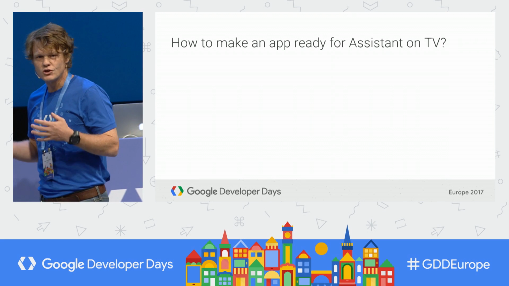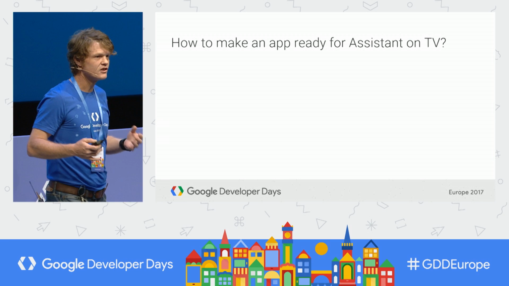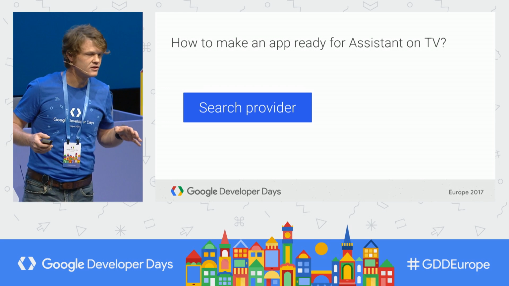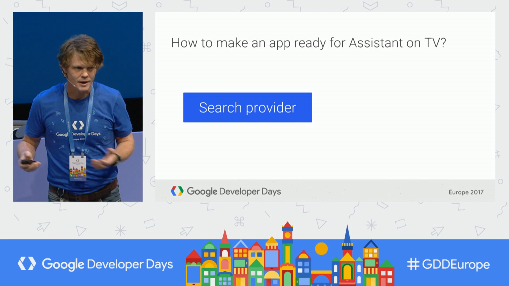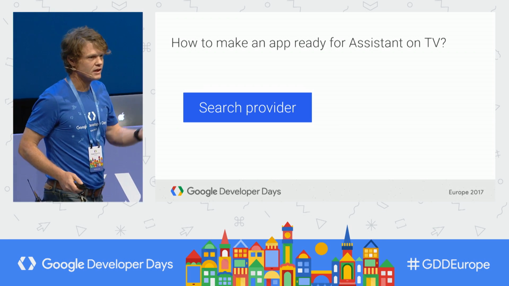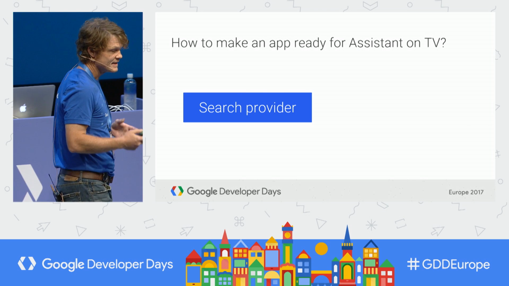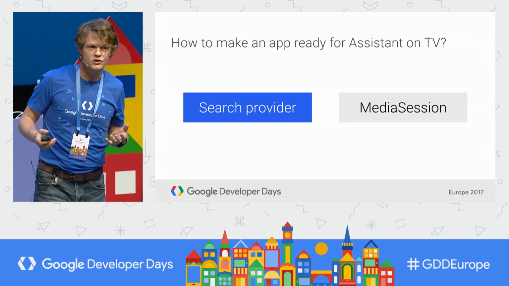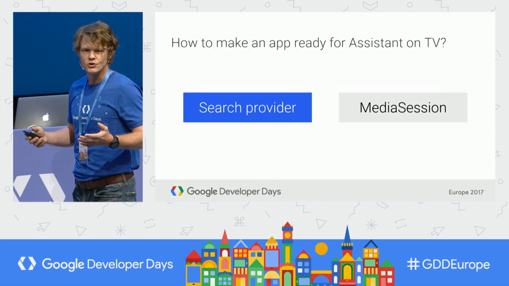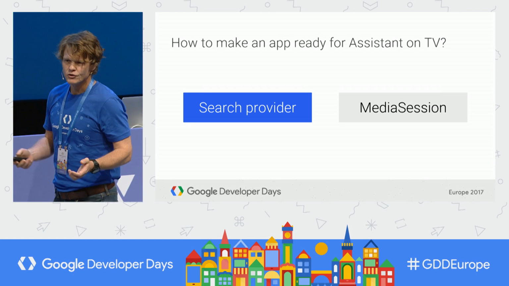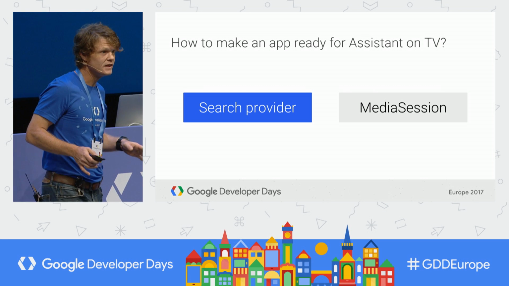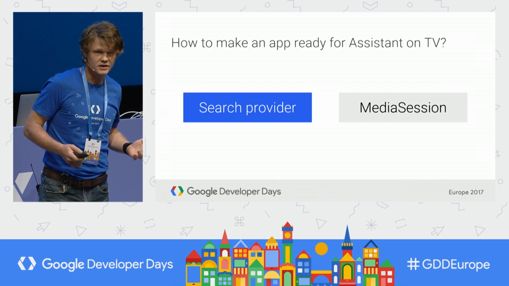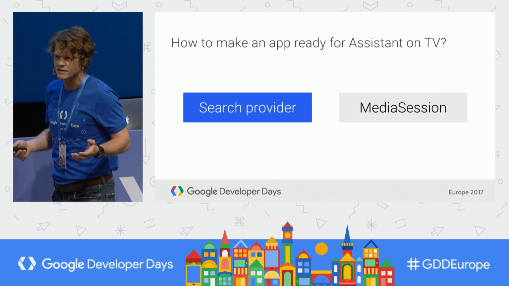There are basically 2 ways Google Assistant interacts with your app. First, it needs to find the content your app provides. So it needs a way to query your app for content. This is done by using a search provider. And second, once the content is found, it needs a way to play this content. It needs a way to remote control your app and do playback. For this, it uses the Media Session API. Both of these are kind of well-known technologies. We have had these on Android TV since the very first launch a few years ago.